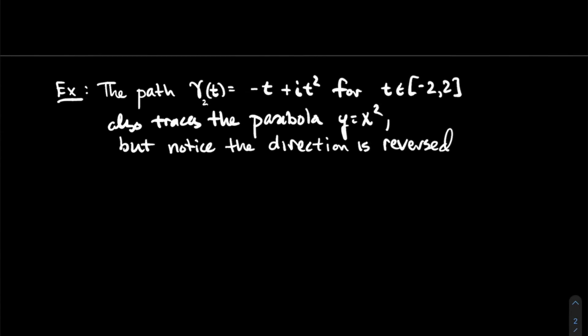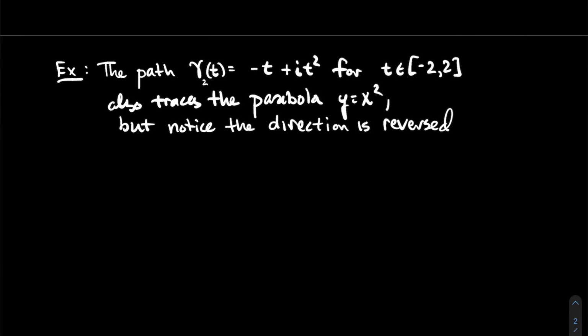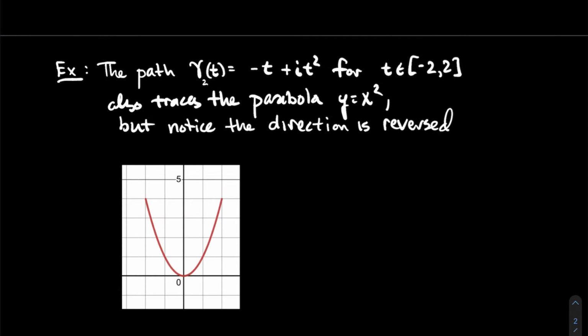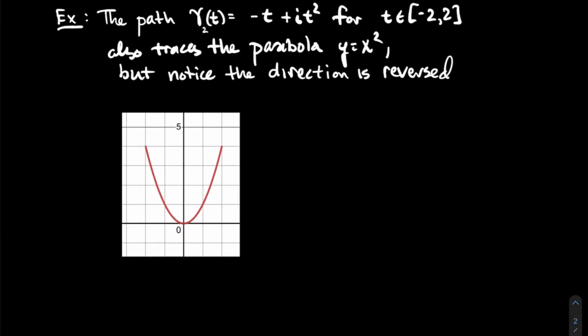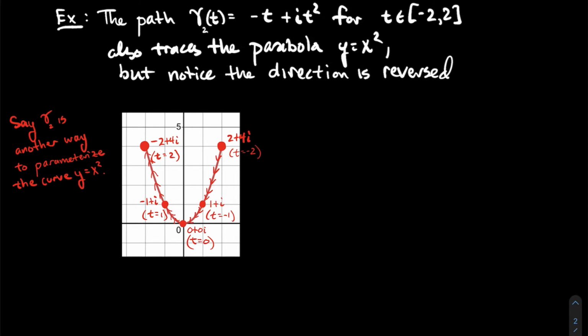Let's say gamma 2 is the path of -t plus i t squared, where t still goes from -2 to 2. That also is going to trace out your parabola y equals x squared, but the direction in which we go is reversed. So here is my parabola, but now when I start at t equals -2, I'm at the point 2 plus 4i. And notice now I'm going along in the left direction. I'm going to the left as I go along the parabola until I end at the endpoint when t equals 2, where I'm at the complex number -2 plus 4i.